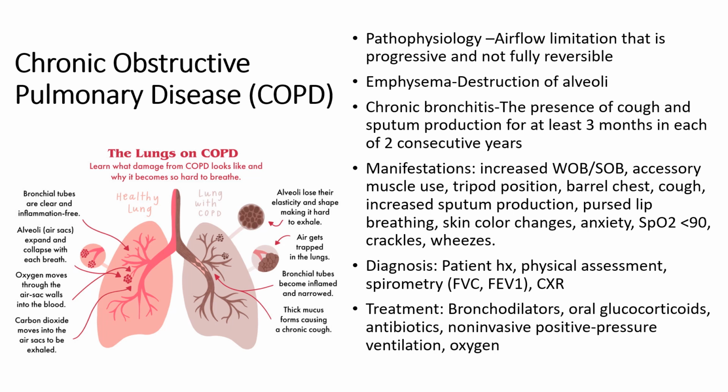Diagnosis is based on patient history, physical assessment, and spirometry. We're going to do a chest x-ray to rule out any other causes. The two tests for spirometry are the forced vital capacity, which is FVC, and this is the maximum volume of air exhaled during forced expiration. And then they also have the forced expiratory volume in 1 second, which is FEV1. This is more commonly used, and this is the volume of air exhaled in the first second of a maximum expiration after a maximal inspiration.